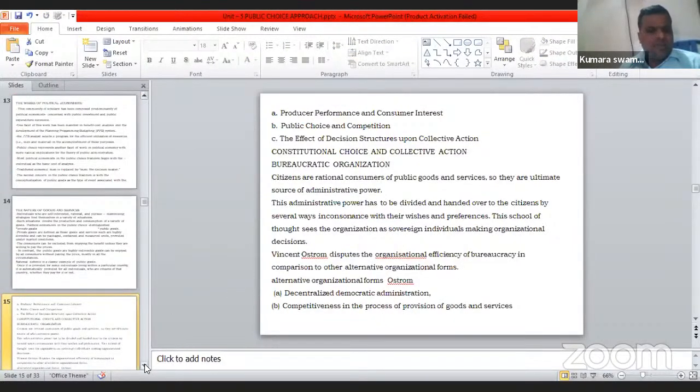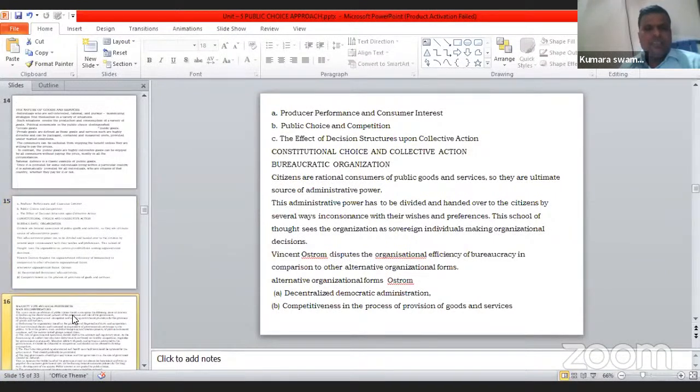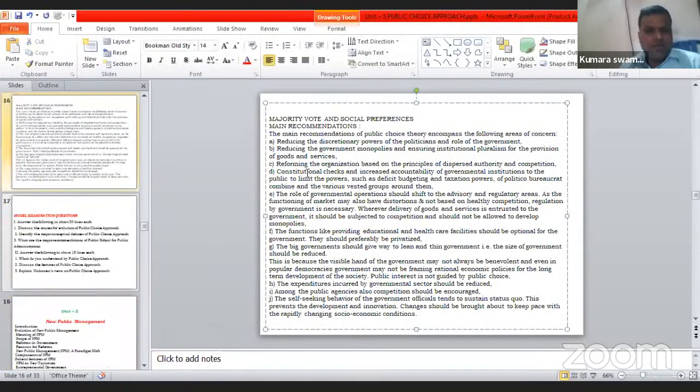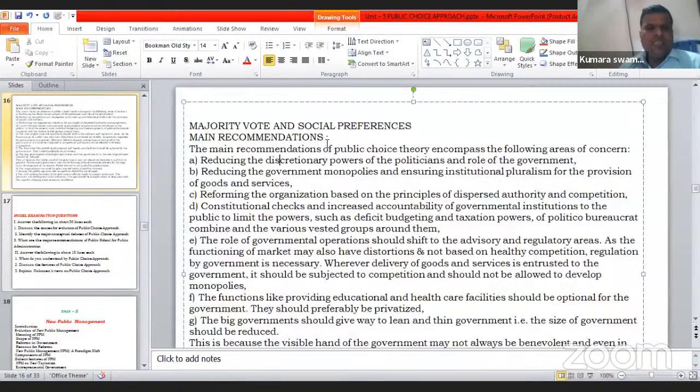And the different concepts which also come under here, we can say that one is majority vote for their work. The main recommendations of the public choice theory are here. This is the important one which generally they ask as a question in the examinations. The main recommendations which come under the public choice theory are here.